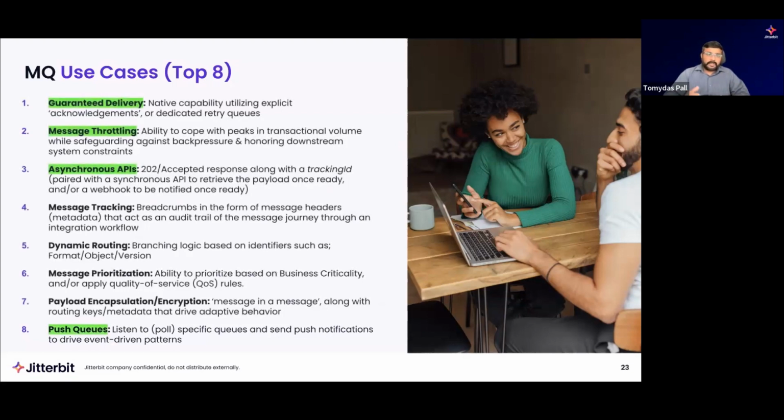And as you can see, guaranteed delivery, message throttling, asynchronous APIs, and push queues are some of the initial areas that MQ is readily available to support, based on both MQ and the iPaaS platform capabilities. We also have a few other capabilities that we will be working towards. But our idea is, these are the four, and the other four are already part of the iPaaS platform.